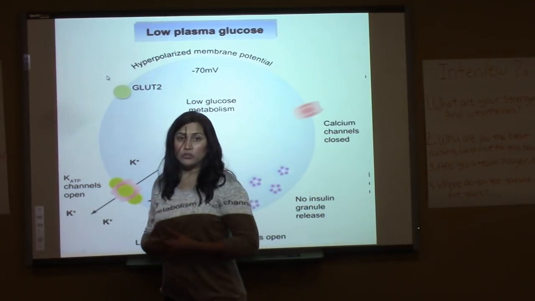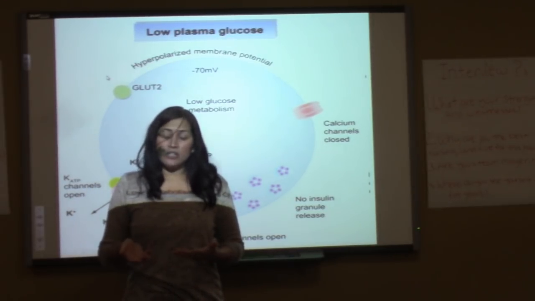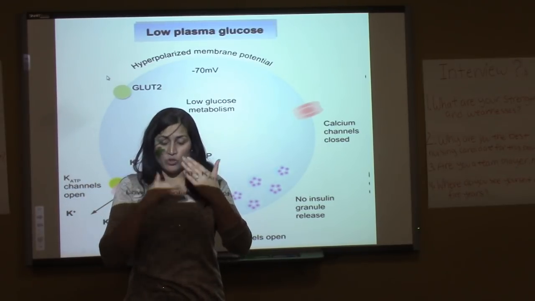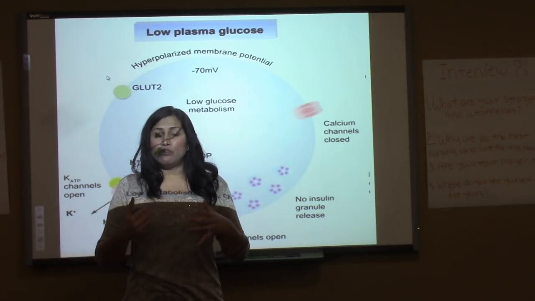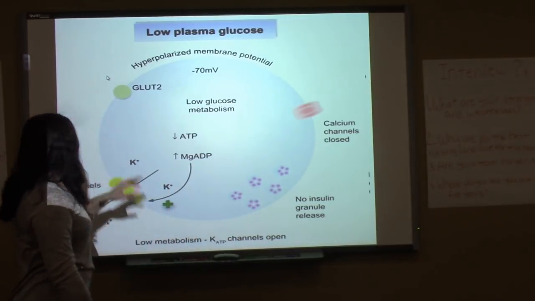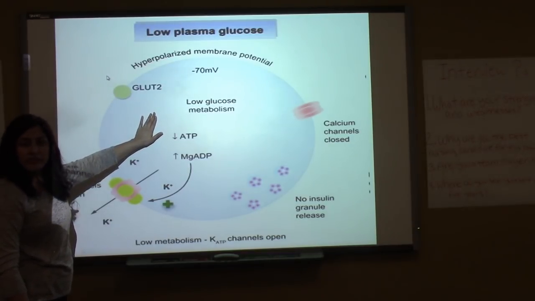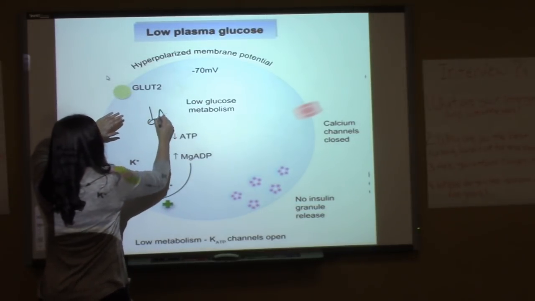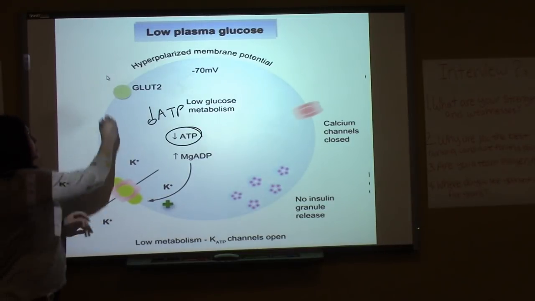When you have low blood glucose levels, you do not want insulin to be secreted. Why? Because if insulin is secreted, it's going to cause your glucose level to go down further, and unfortunately, it can lead to coma. So therefore, your beta cells have to be prevented from releasing insulin. How is that? Because you have low blood glucose levels, glucose is not really entering the cell. So because glucose is not entering the cell, you have low ATP.